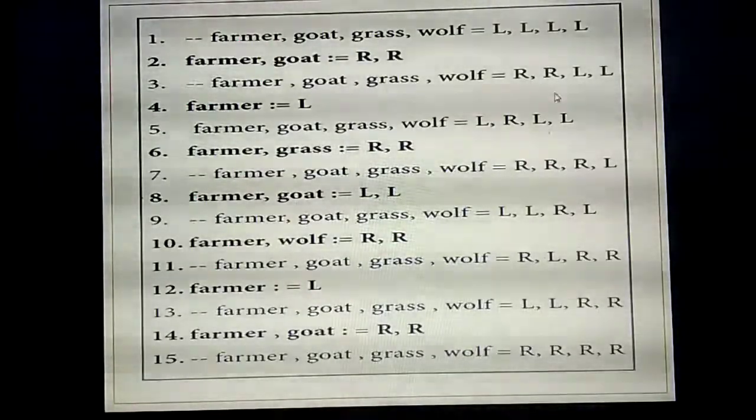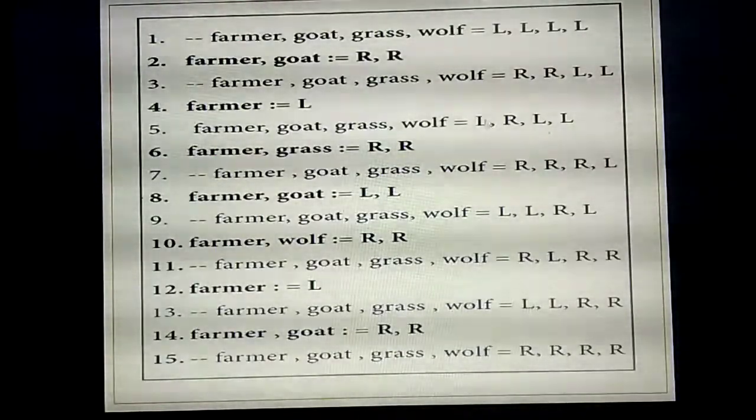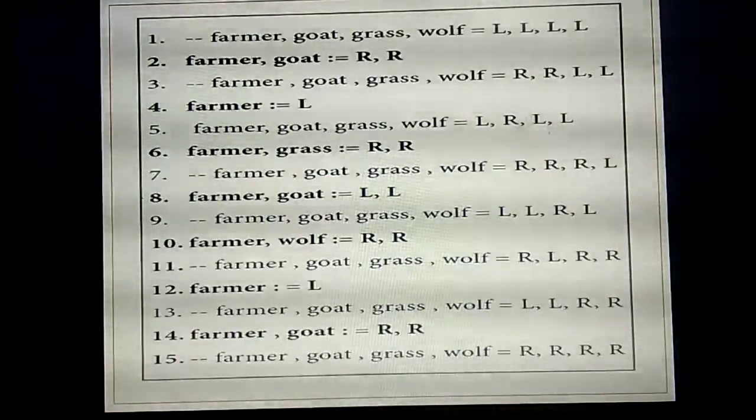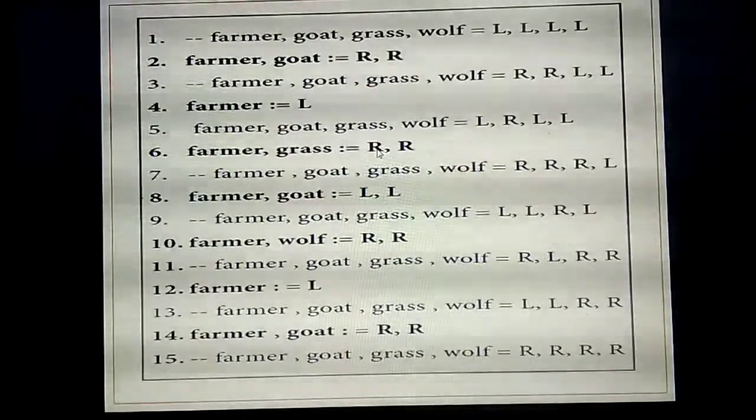So after that, next step, the farmer is coming to the left side again. But the goat is standing on the right side. Understand? So farmer is coming to the left side. Goat is standing on the right side. Then the remaining things are on the left side. Understand now? Think and write, otherwise you will surely get confused.